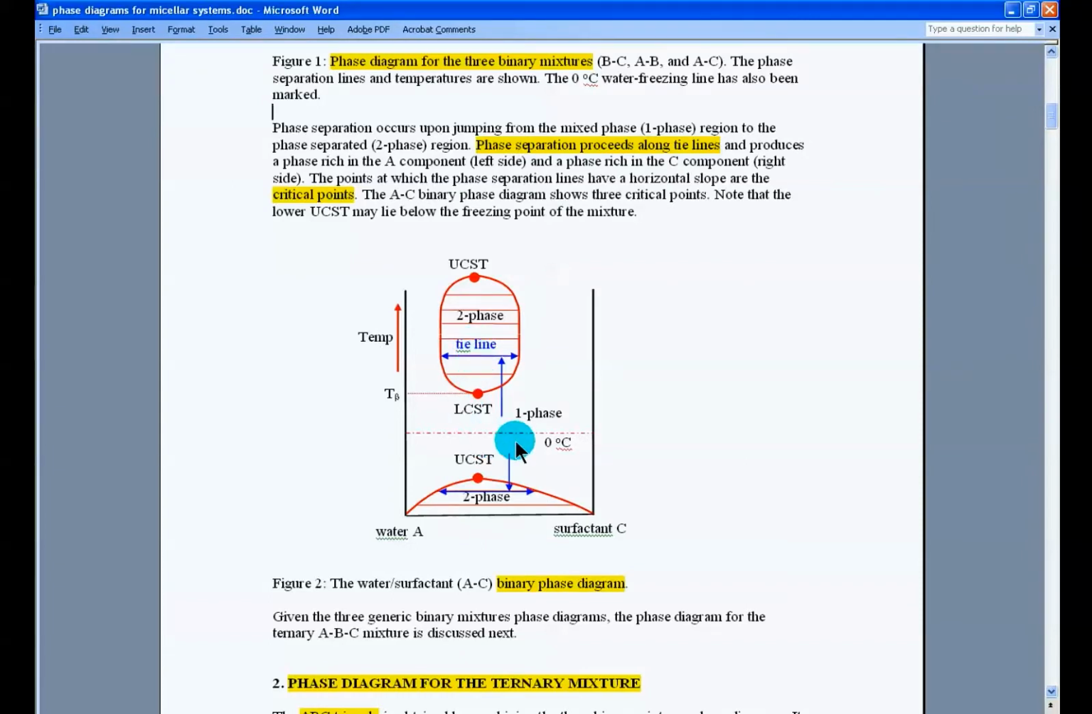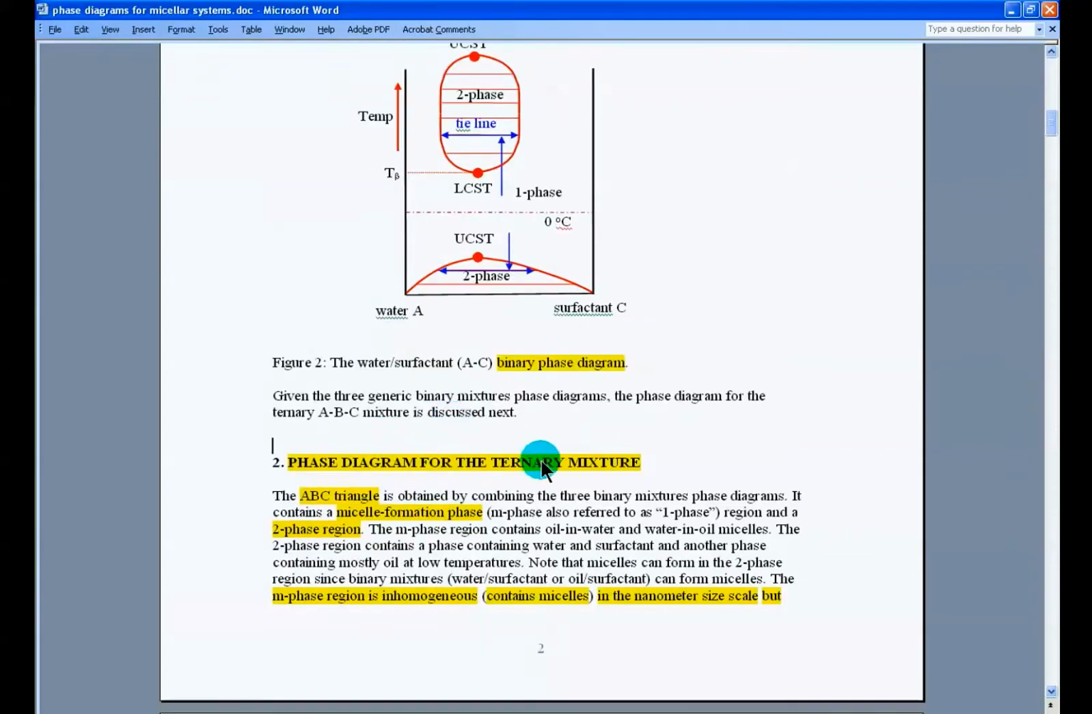So if we jump from the 1 phase to the 2 phase, phase separation proceeds along this tie line in such a way that we get a phase rich in surfactant and another phase rich in water. Same thing here. We get this composition rich in surfactant and another one rich in water. So phase separation always proceeds along tie lines. This is temperature versus composition.